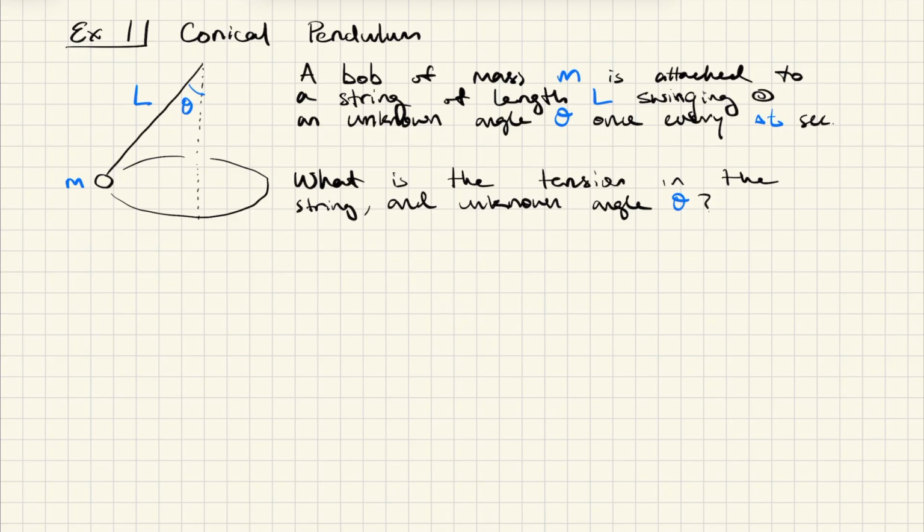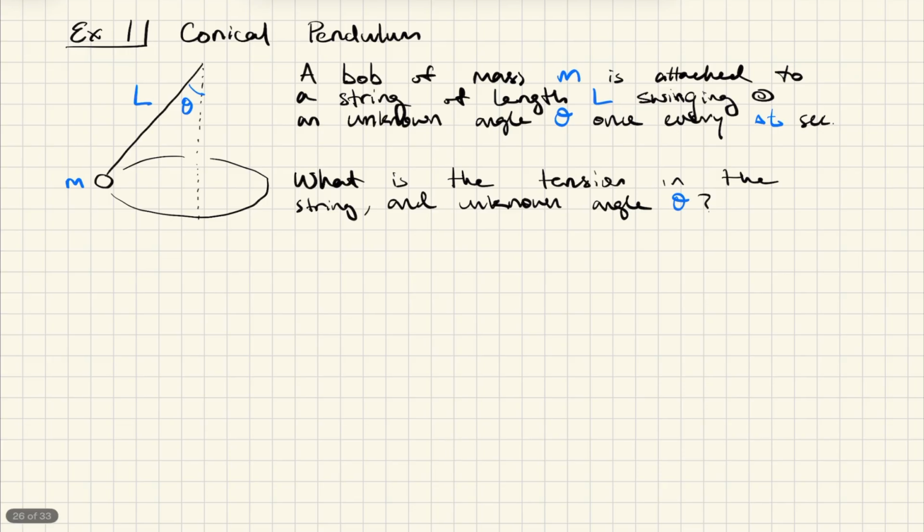Let's say we know that this thing is making one lap every delta t seconds, so it's going at some consistent rate, such that every lap takes the same amount of time. And so our question is, what is the tension in the string and the unknown angle theta?